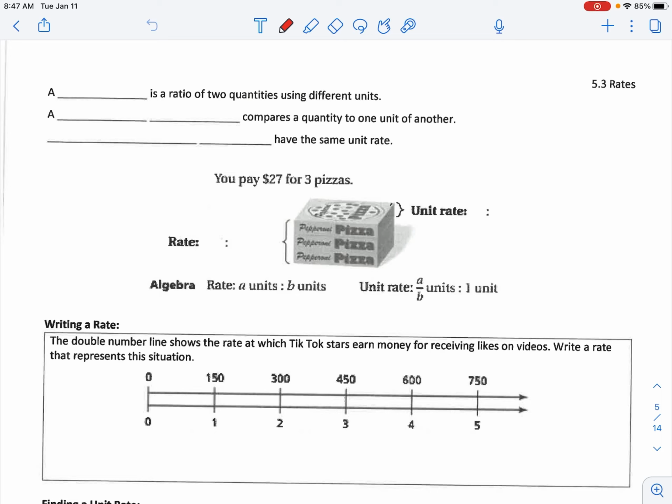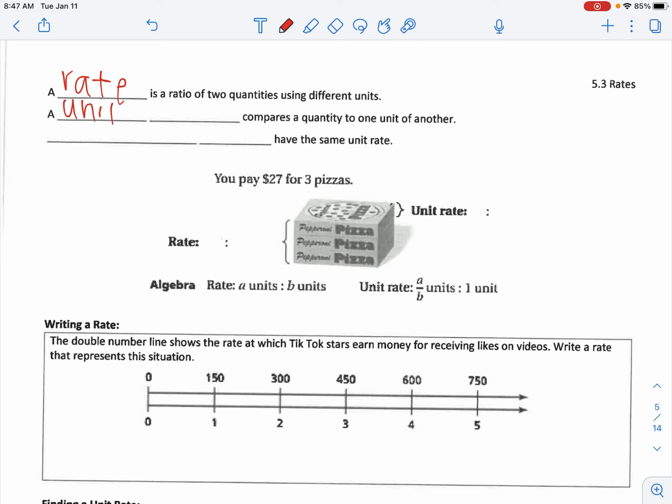Okay, today we are moving on to 5.3, which is rates. So, a rate is a ratio of two quantities using different units. So, rate is going to be the first word we put on our notes. A unit rate compares a quantity to one unit of another.